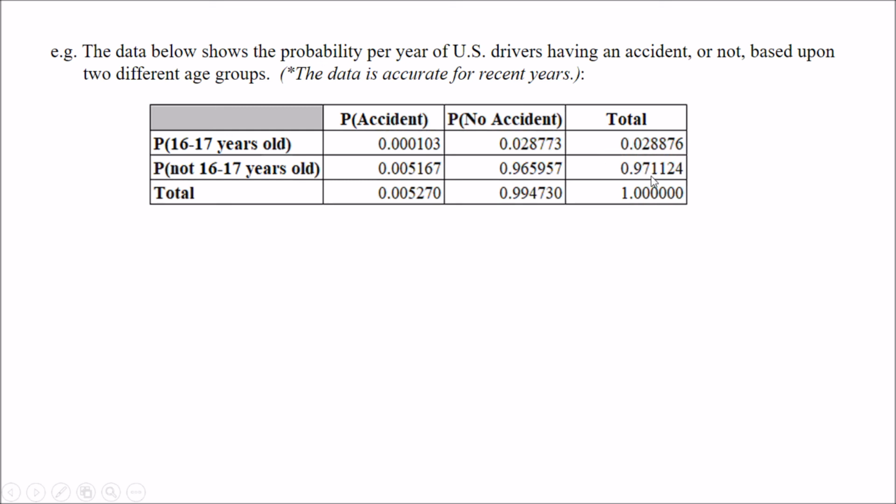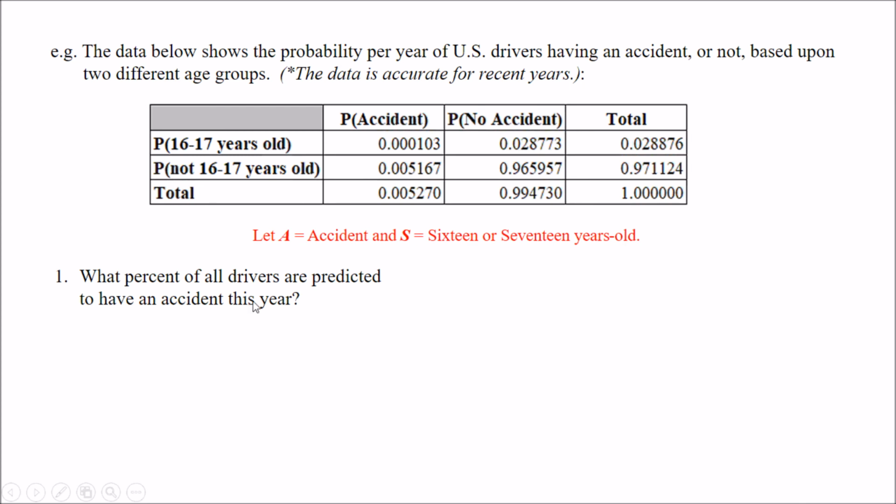So drivers 18 on up make up over 97% of the entire driving population. 16 and 17-year-olds make up less than 3%, but together they equal 100% or 1. Of all drivers, the probability of having an accident is here, and not having an accident is here, about 99.5%. Let A stand for the event having an accident, and let S stand for the event of being 16 or 17 years old.